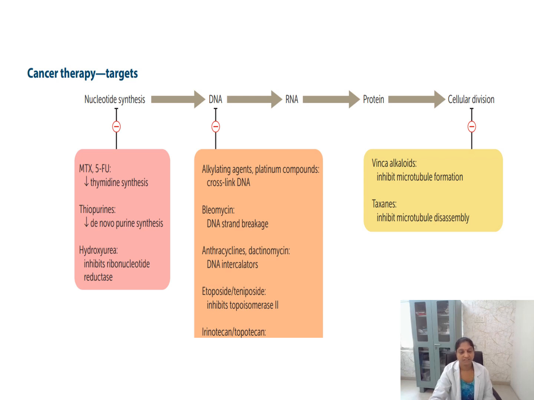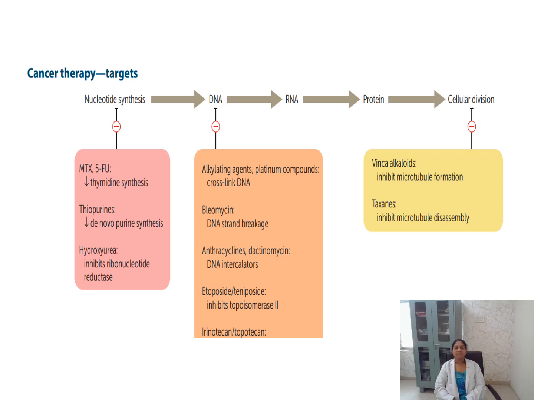So, cancer therapy targets. Here, the nucleotide synthesis, then DNA, then RNA, then protein, and cell division. Cancer therapy mainly targets nucleotide synthesis. It also targets DNA synthesis, and cellular division. At nucleotide synthesis, methotrexate and 5-fluorouracil cause a decrease in thymidine synthesis, and thiopurines decrease de novo purine synthesis, and hydroxyurea inhibits the ribonucleotide reductase.